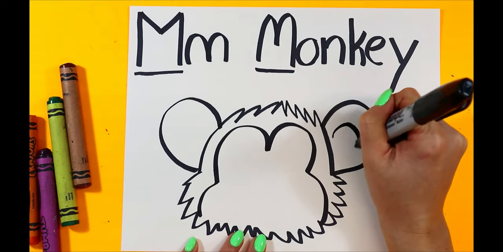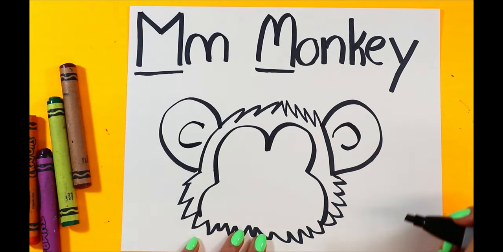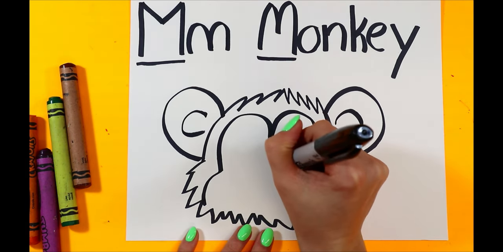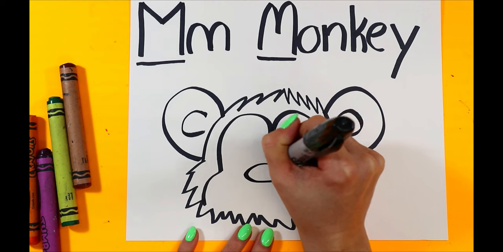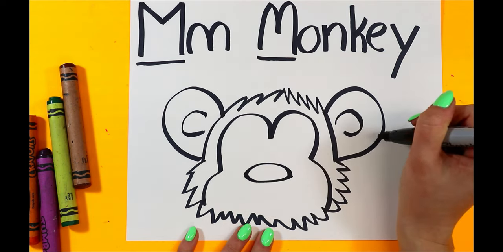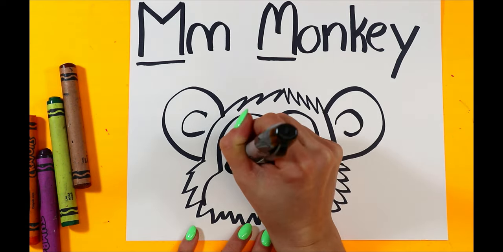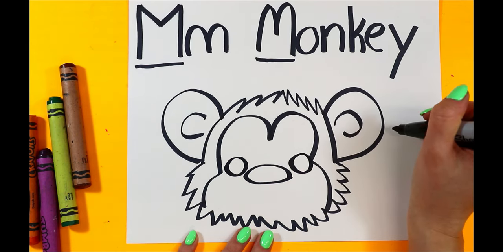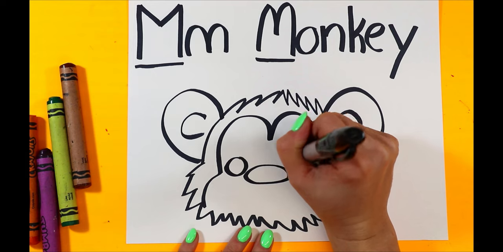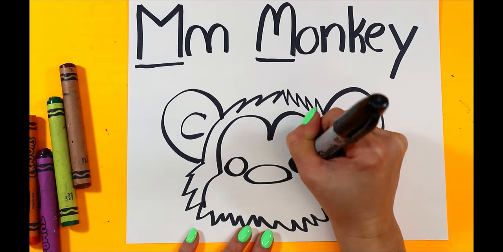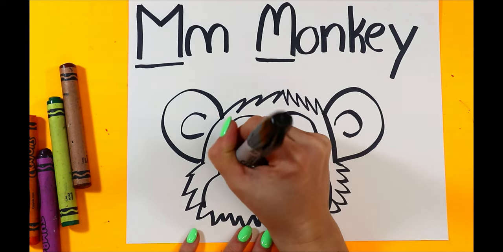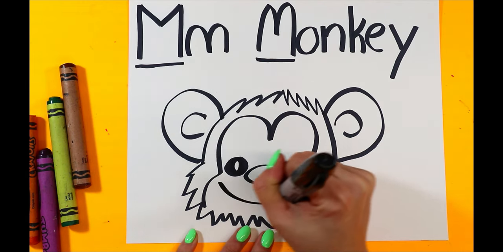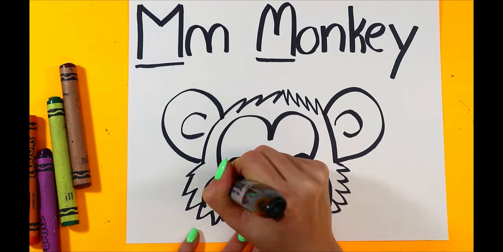In the ears, we're gonna draw a little curving line. On the face, let's draw a circle for monkey's nose. We'll draw a circle on either side for the eyes. We'll color in the eyes, leaving just a little bit of white. We'll give the monkey a big smile.